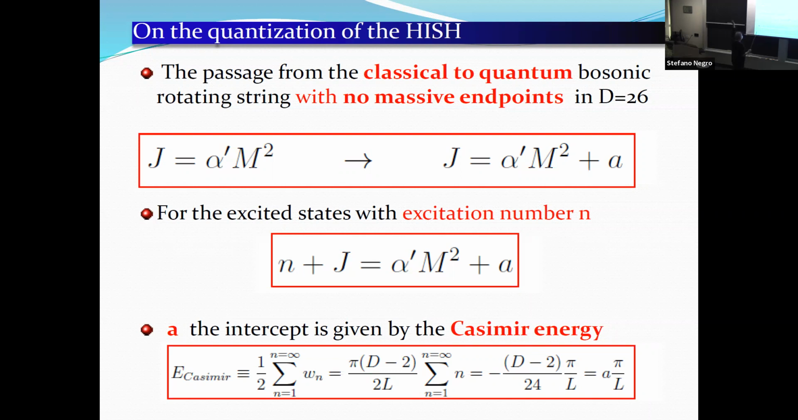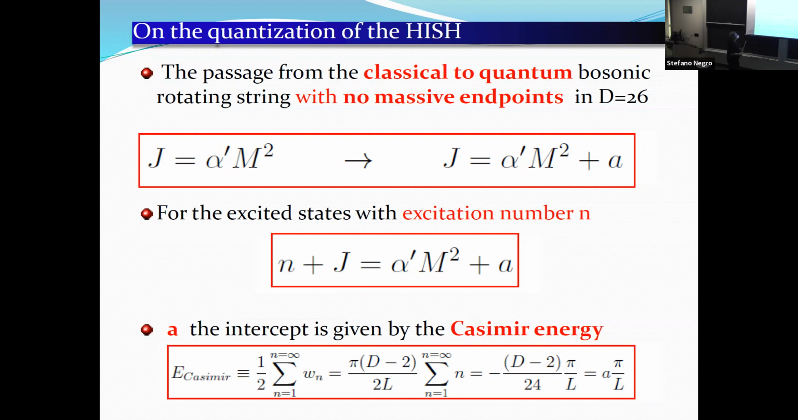So the quantization of this string, with massive endpoints, was dealt with a long time ago by Chodos and Thorn and others, but in fact it was not worked out all the way. And for the case of small masses, we did it now.